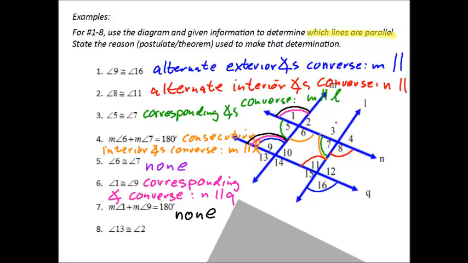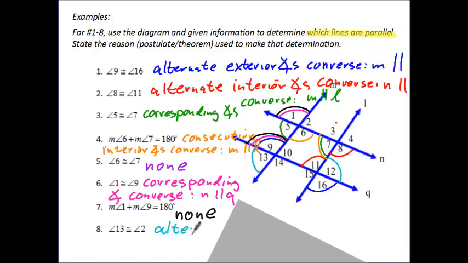And last but not least, angles 13 and 12. Let's look at 12 and 13. 12 is right here, and 13 is right there. Those two angles are exterior. They're actually alternate exterior angles, and they are congruent.